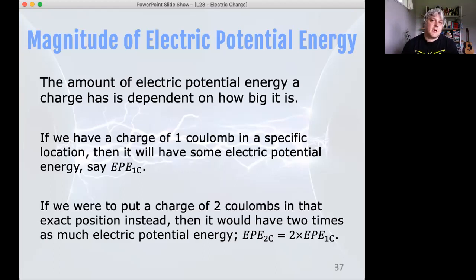If you replace that charge with one of twice as much charge, then it would have twice as much electric potential energy. Hopefully you can all agree. Hopefully that makes sense, right? If you double the charge, you're doubling the force. Doubling the force means that as you push the object into its position, you're doubling the work needed. So therefore you're doubling the electric potential energy.